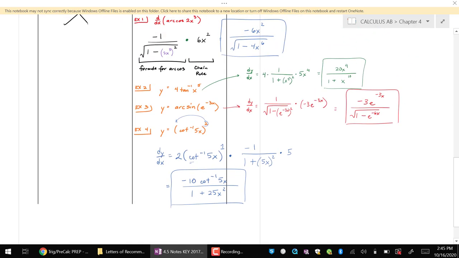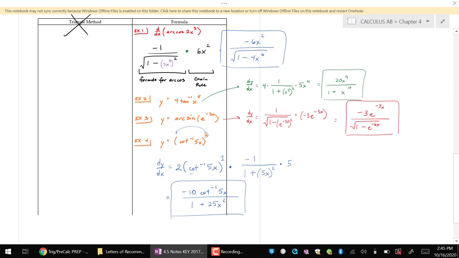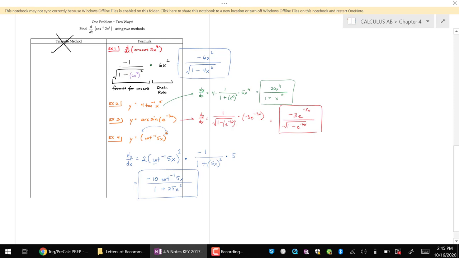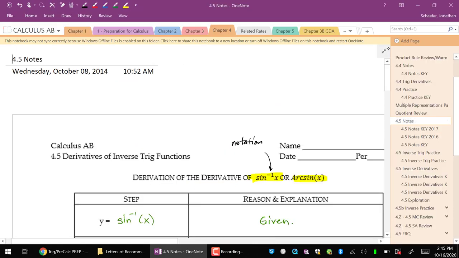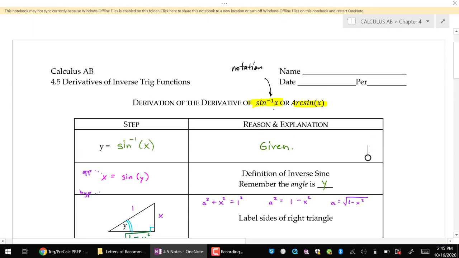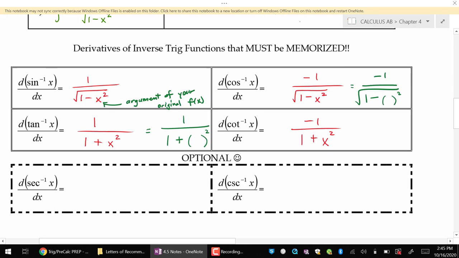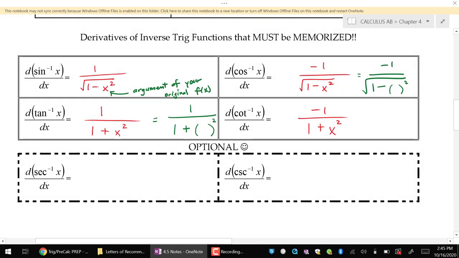Now, the key with having success with inverse trig derivatives, and really all 6 trig derivatives, the 6 standard functions plus these 4 inverse trig functions, is that we just have to memorize the formulas. So we need to know that when we see inverse sine or arccosine or arctangent, that we've got these new formulas in our tool belt ready to go and ready to use when called upon.